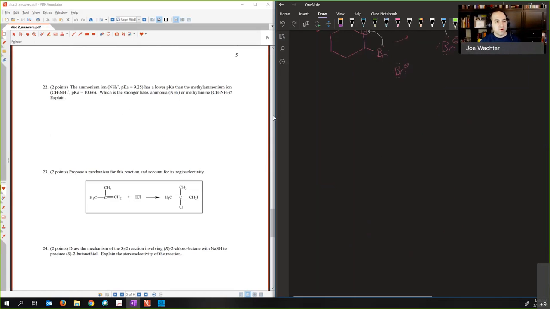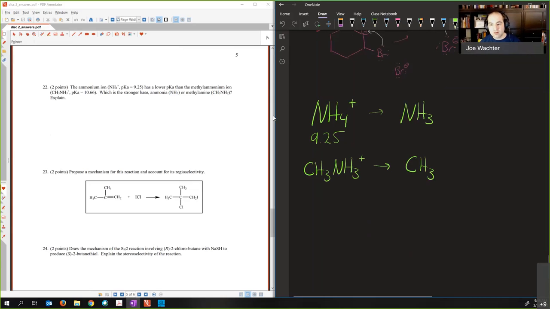We've got the ammonium ion, which has a pKa of 9.25, and its conjugate base is ammonia. And then we've got methyl ammonium, and its conjugate base is methyl amine. And this one's pKa is 10.66. All right. So from looking at the pKas, the most obvious question to answer is the stronger acid. So can you tell which one the stronger acid is?